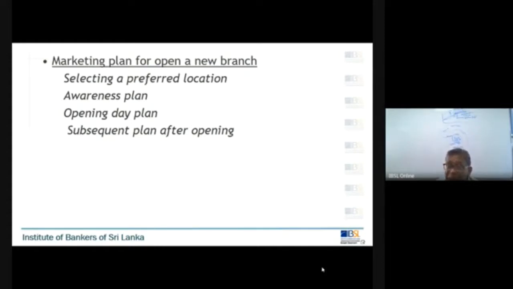I'm also involved in all these branch opening procedures, so I am well aware of what needs to be done. In fact, this year's question was also about this. Right. Now, what is the first step? When you open a new branch, what are you going to do? First, remember, you need to find a preferred location.